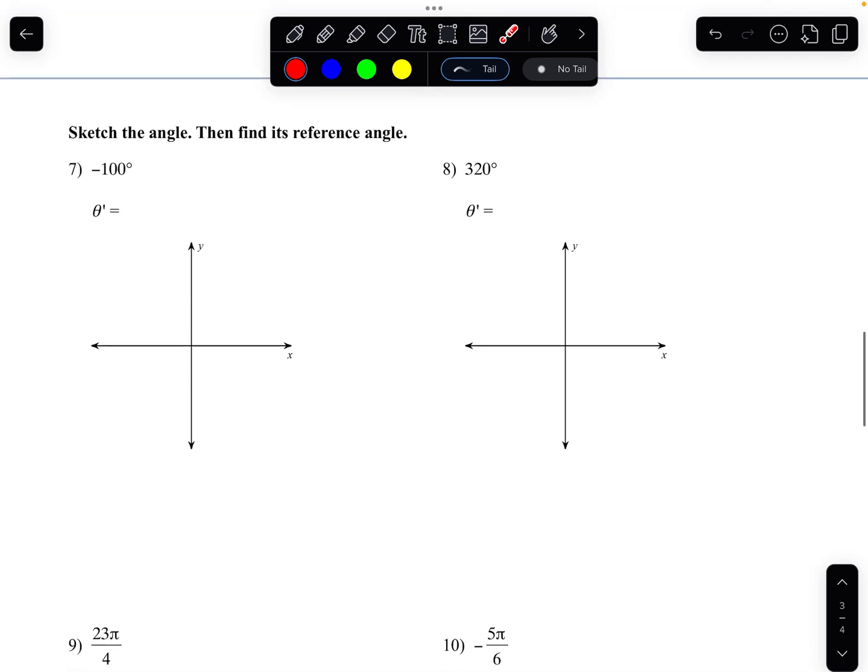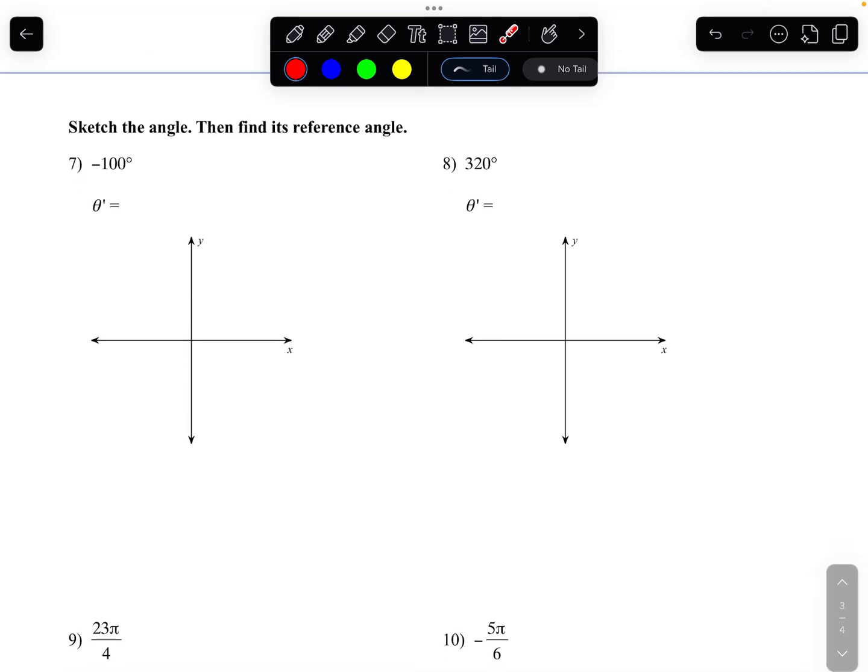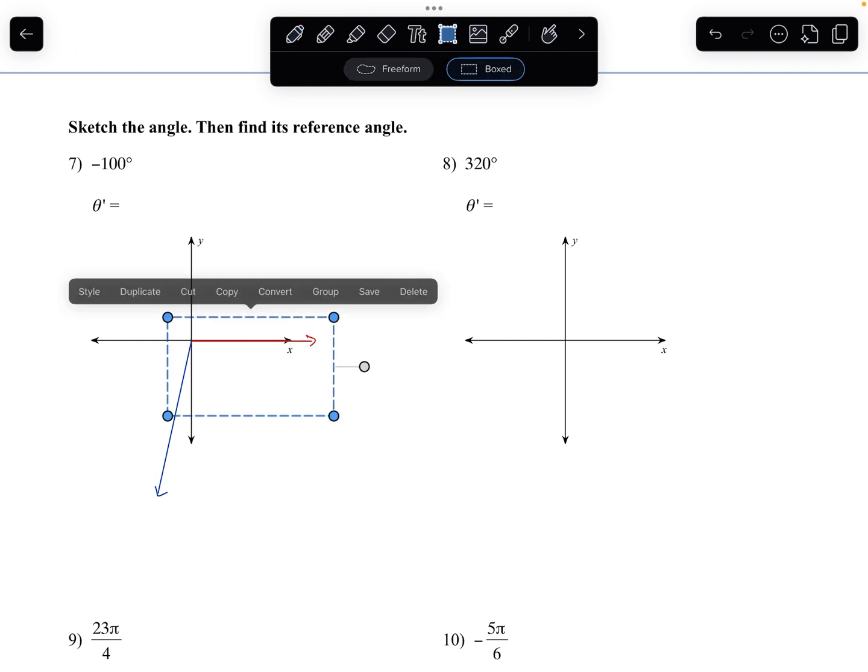All right, sketch the angle, find its reference angle. So negative 100 degrees. So let's think about where negative 100 degrees would be. So I have my initial side here. The terminal side, because it's positive, is going to rotate counterclockwise. Oh wait, no, it's negative, so we're going to rotate clockwise. I know that this is negative 90, so an additional 10 degrees over here. And we're going to have our angle right here.